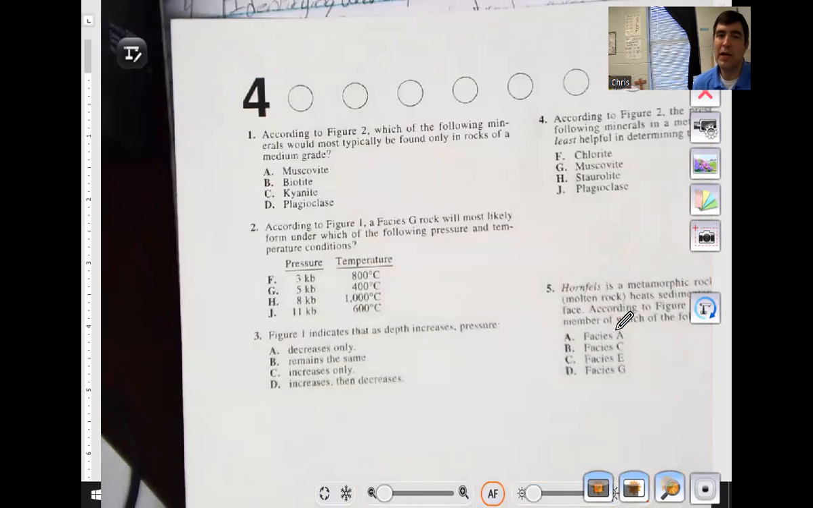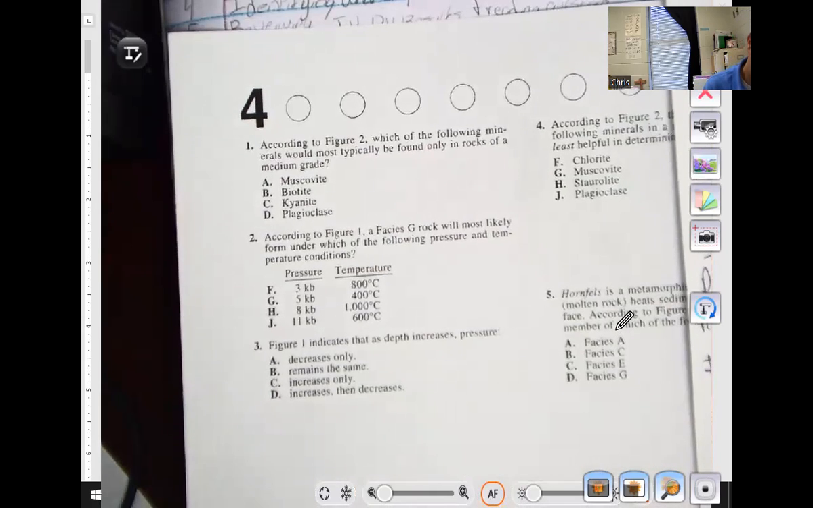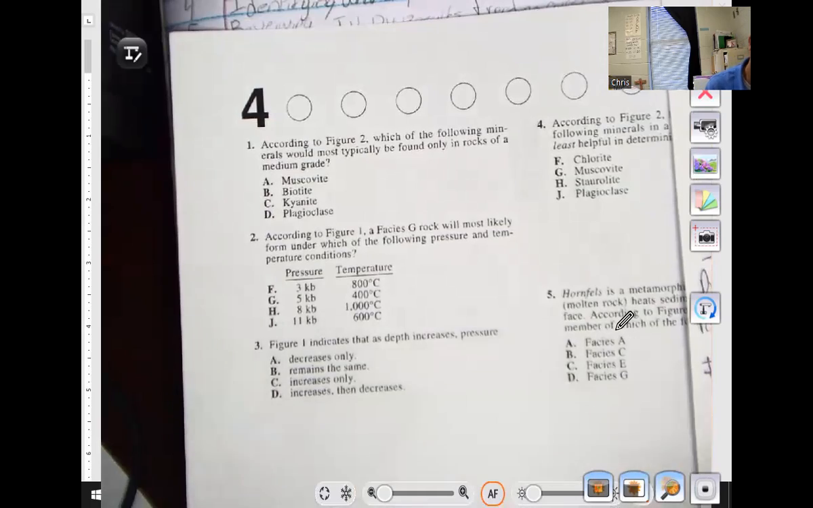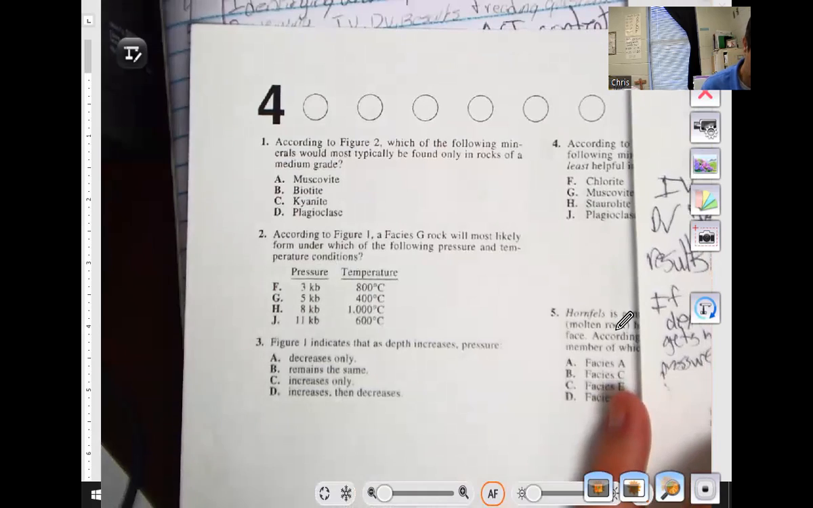All right, so when I read this question right here, this is according to figure two. First off, is that the main part of the sentence? No, so what the main part of the sentence is coming right now. Which of the following minerals would most typically be found only in rocks of a medium grade? All right, so which one would be a medium grade? Muscovite could be low or medium. If you look right here, it could be low or medium. Biotite can be low or medium.